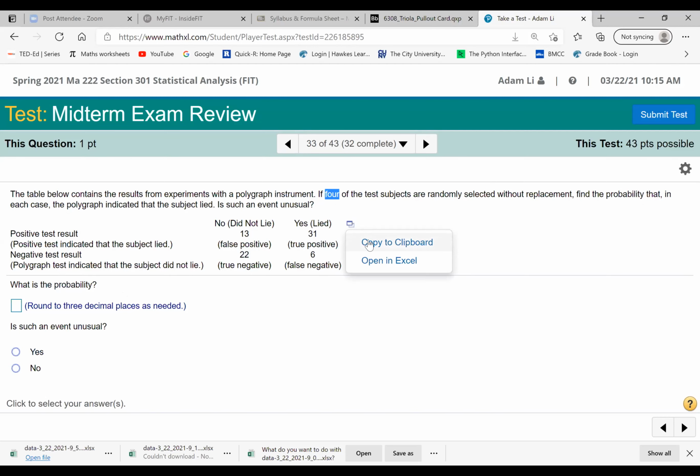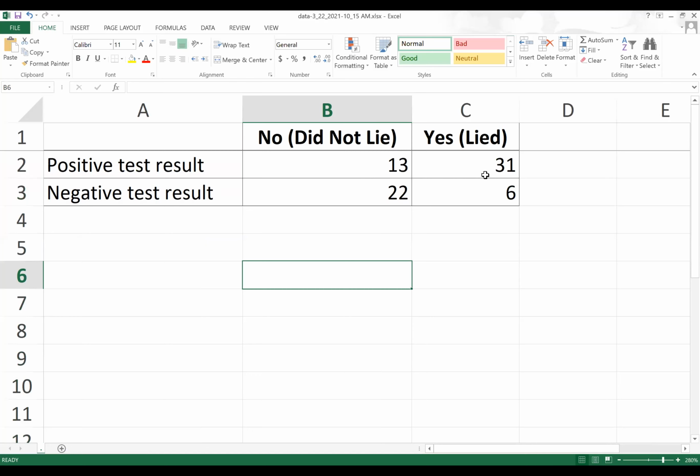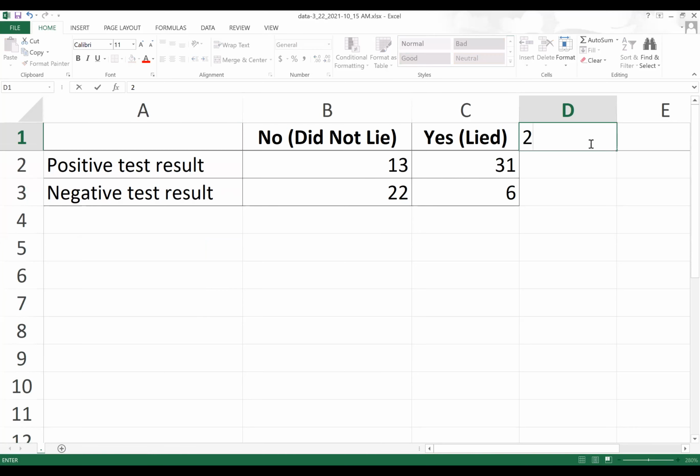Maybe let's open Excel. Take a look at these different categories. I think if you turn it into Excel, the table looks much better. Okay, it's organized much better. So now here we have the positive test result and negative test result. This is what's called a 2 by 2 contingency table.